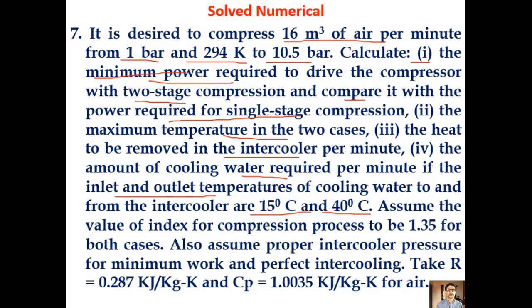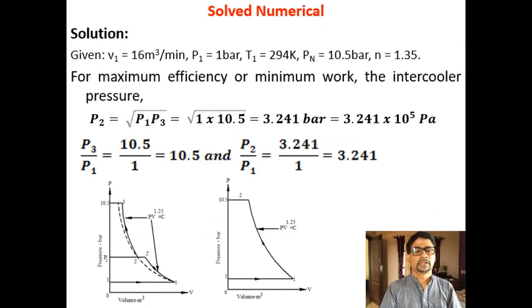Assume the value of index for compression process to be 1.35 for both the two stage as well as single stage. Also assume proper intercooler pressure for minimum work, that is given already, and perfect intercooling, because for minimum power requirements we have to go for perfect intercooling and the minimum work condition. R is given, Cp is given. Now let us solve this problem.